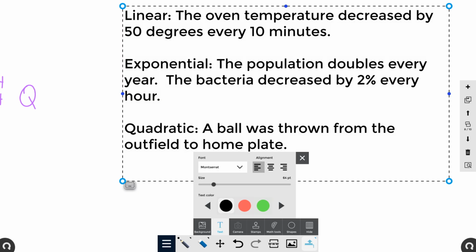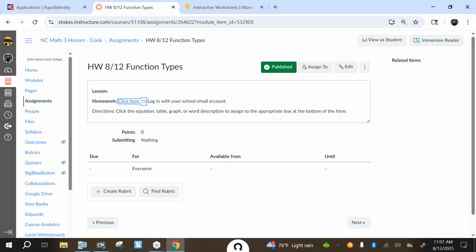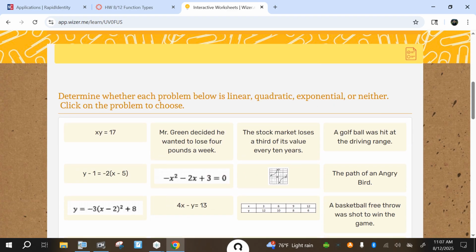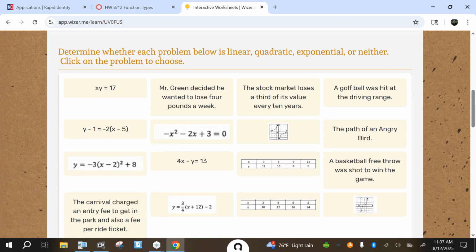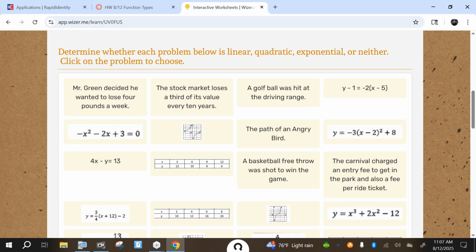All right, last thing I want to tell you is your homework. When you go into Canvas, you are going to go to today, 8/12, and you're going to click this link. Log in with your school Gmail account. You're going to do something called Wiser Me, which is an online worksheet. And when you go in, you just scroll down, and then you click on each one. You're going to click on this one, and you're going to tell it where it needs to go, okay?